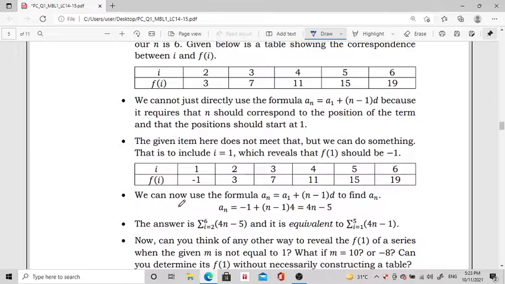So the answer here is the summation of the quantity 4i minus 5, from i equals 2 to 6. And we say na this expression is equivalent to the expression na nakuha natin sa illustrative example 1. They are said to be equivalent because they express or represent the same series.